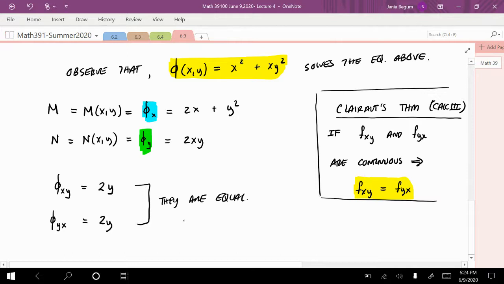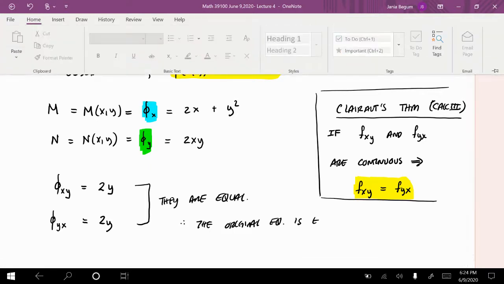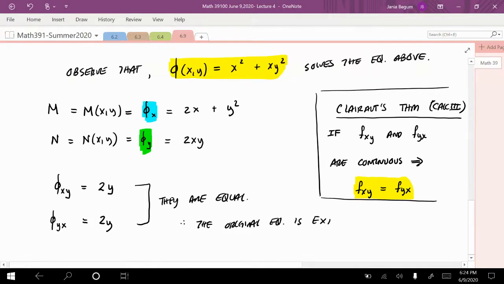So therefore, we can say that the original equation, which was given to us, is exact. So that's what it means for an equation to be exact. When the mixed partials are equal, we say that the differential equation is exact. So that's something you have to know.